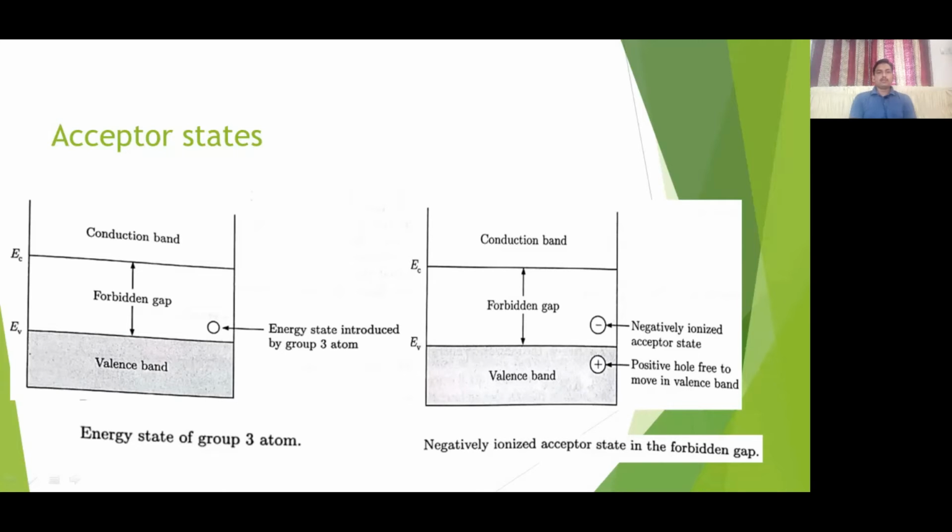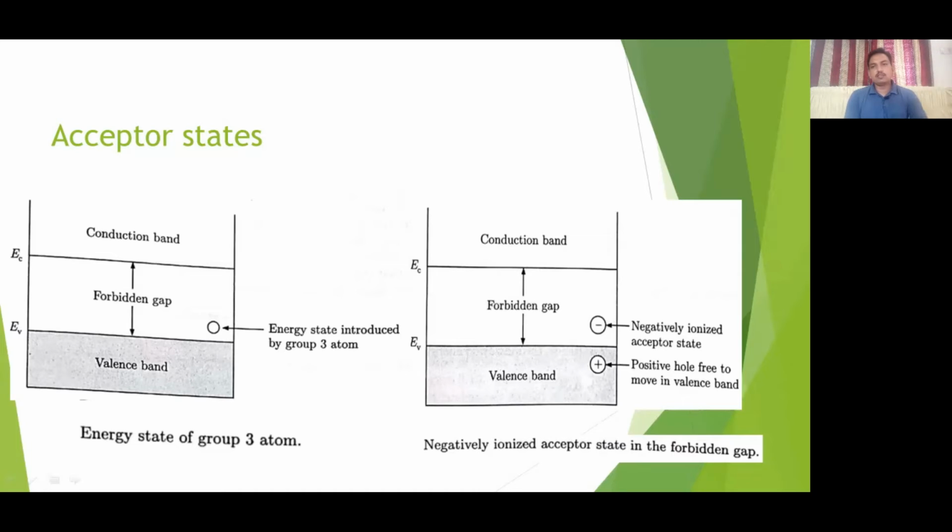Whenever you add an impurity atom, either trivalent or pentavalent, it always creates an extra energy state. If the atom is a donor, then that is a donor energy state, and if the atom is an acceptor, then the state is called an acceptor energy state. So this is our discussion about donor and acceptor energy levels.